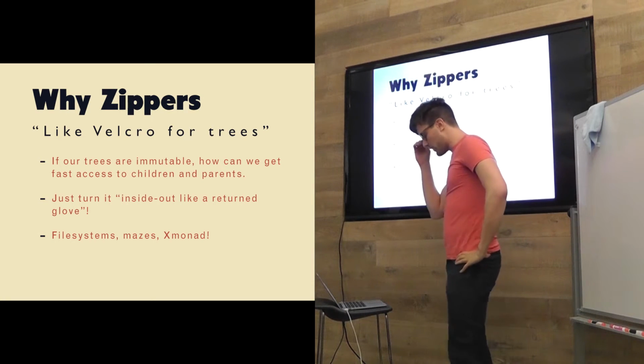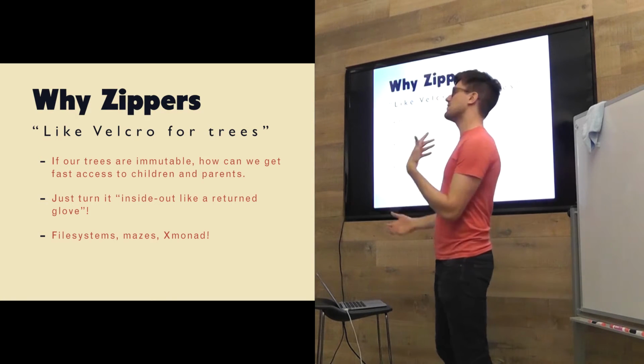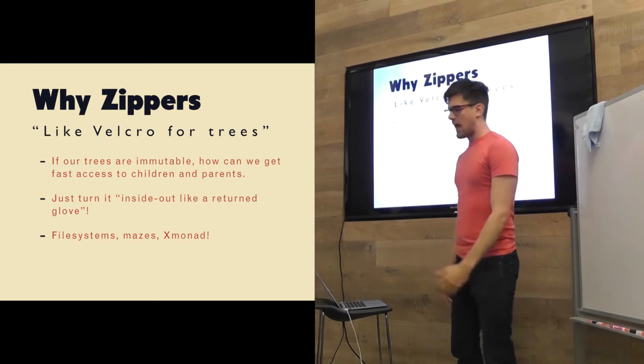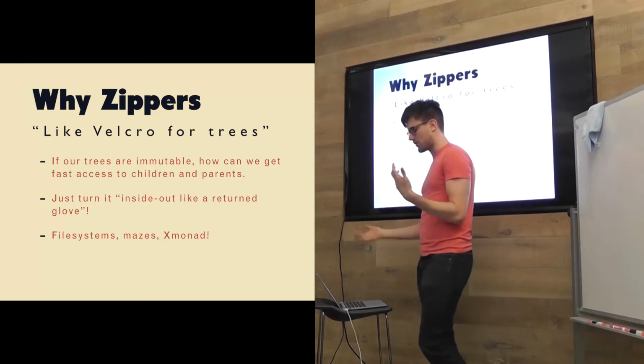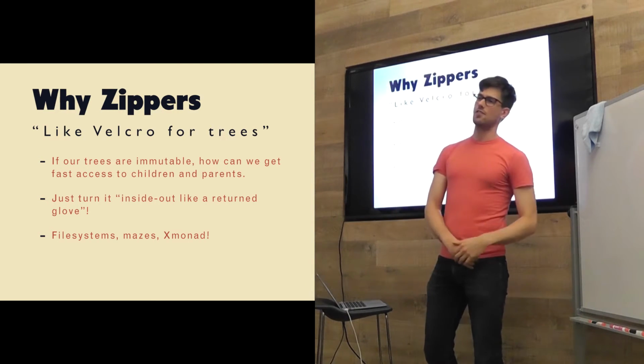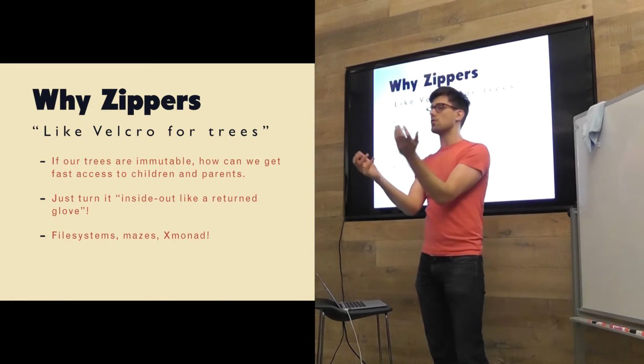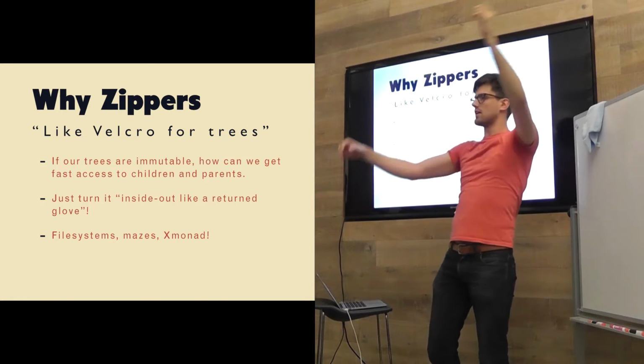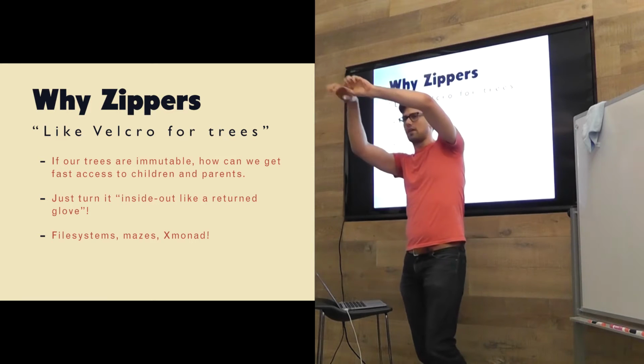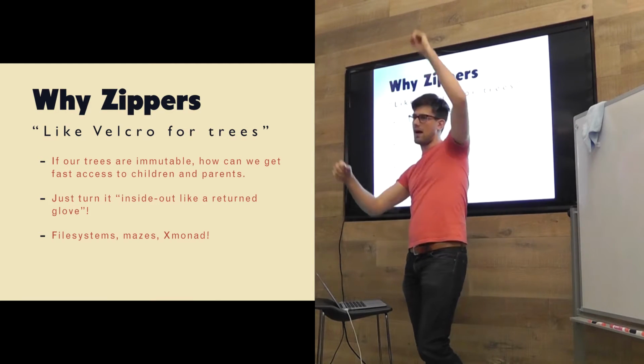So what are zippers? Well, you have this problem if you have immutable things. And the question is, if your data structure is immutable, how can we get fast access to the children and parents of any node? Say we have this big tree and we're in the middle of it, and we want to be able to really quickly, immediately, go to its children or its parents.